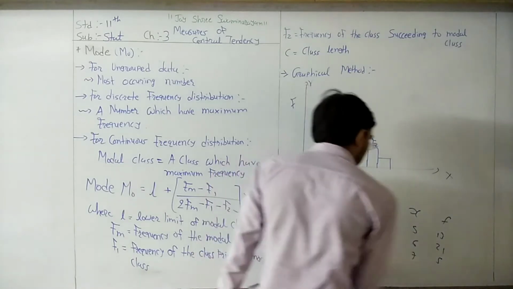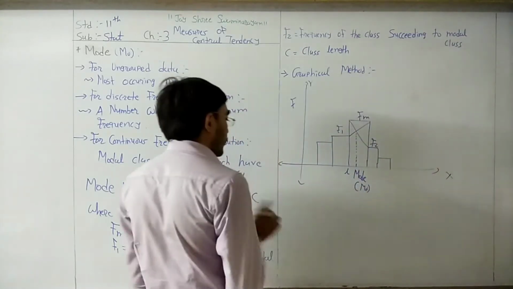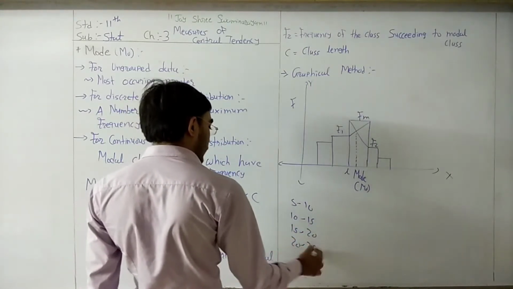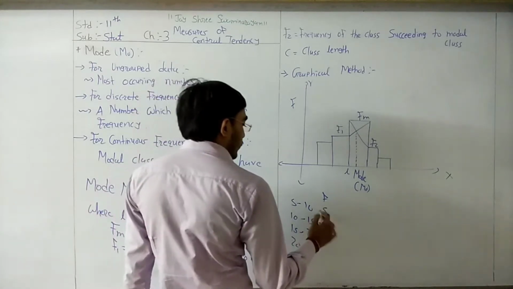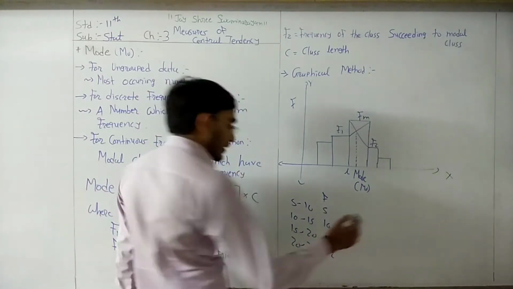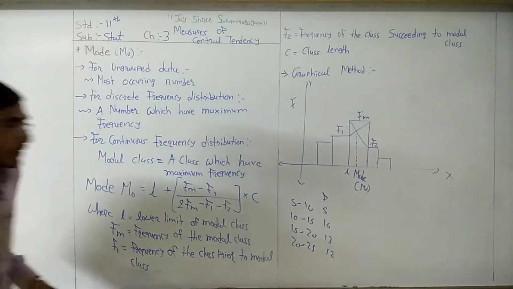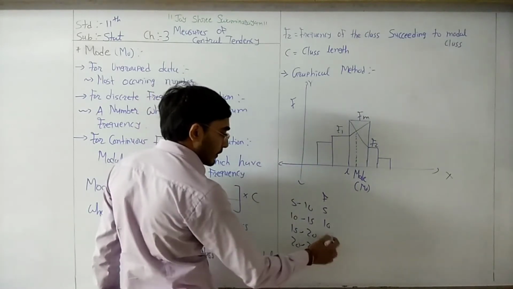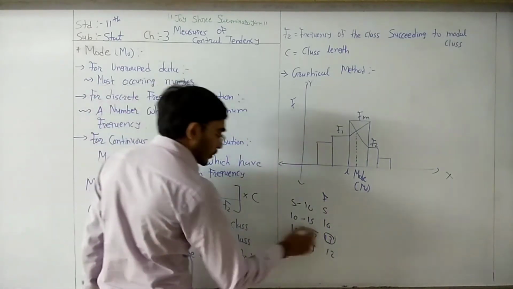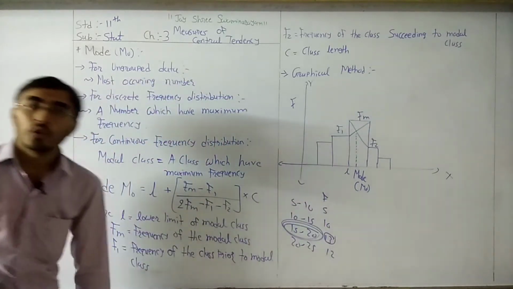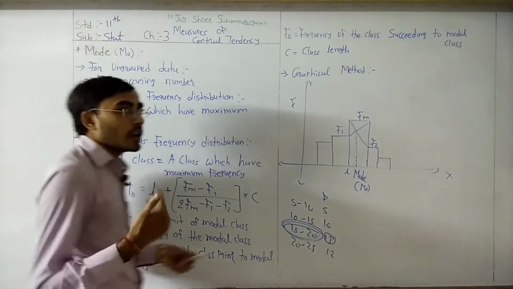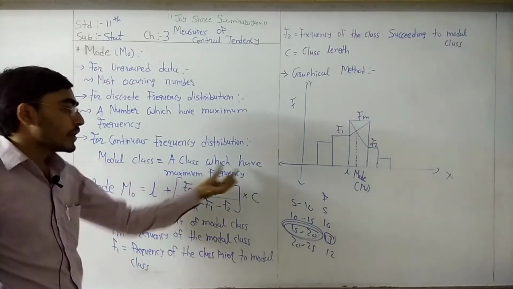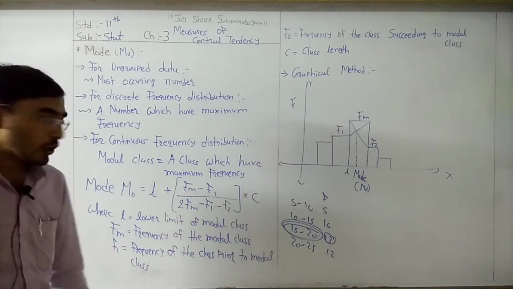Okay, let's suppose we have classes 5 to 10, 10 to 15, 15 to 20, 20 to 25, and the frequencies are 5, 10, 30, 12. Then what is our modal class? First of all, we need to check the highest frequency. The highest frequency is 30. So 15 to 20 is your modal class. A class which has the maximum frequency is our modal class.